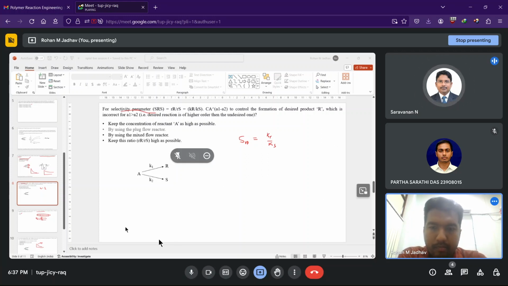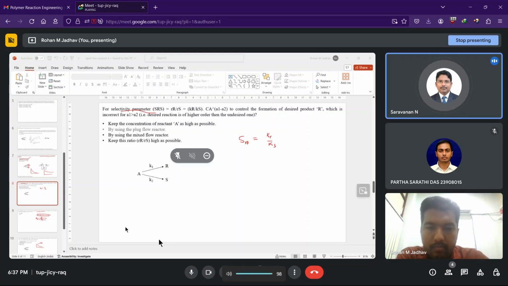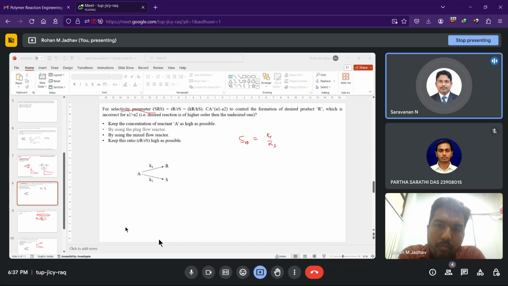Now we are seeing, with respect to the selectivity parameter, different combinations, starting with the same A going one to desired and another one to undesired. We have an option, like generally we are telling, which one will favor the desired option. And a1, a2 are with respect to the respective concentration, like A goes to R and A goes to S. Correct. So can you just explain this? And probably we have seen multiple options.